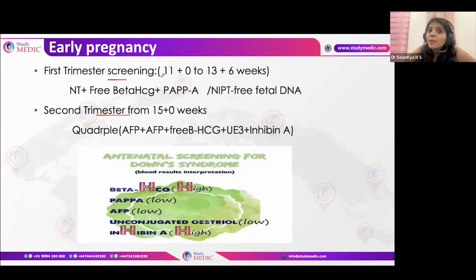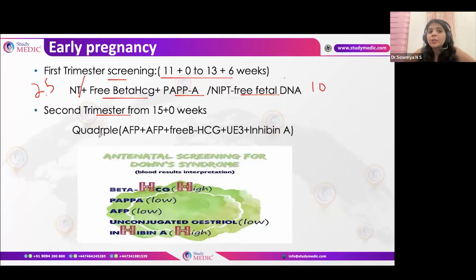And what are the tests? Between 11 to 13+6, it is nuchal translucency, the fluid behind the nape of the neck which you measure. Generally, it has to be less than 2.5. If it is more than that, you need to be worried. Free beta HCG and PAPP-A you will be checking. These are the two blood markers as well as the scan. Or else you can do cell-free fetal DNA after 10 weeks. Remember, cell-free fetal DNA is a screening test for Down syndrome.